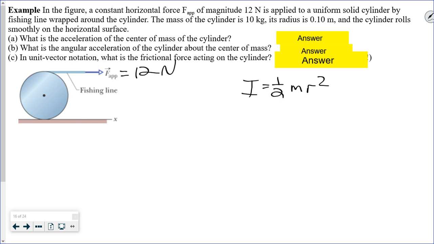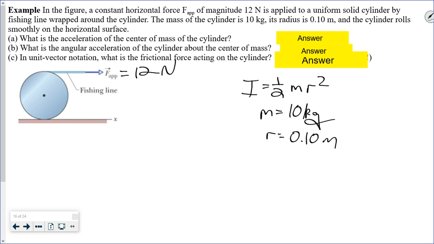Okay, let's see. The problem tells us that the cylinder has a mass of 10 kilograms and a radius of 0.10 meters. All right, and the cylinder rolls smoothly on the horizontal surface, right? So it wants to find the acceleration of the center of mass.